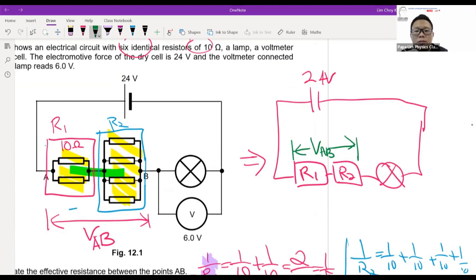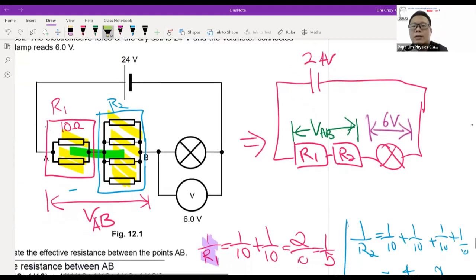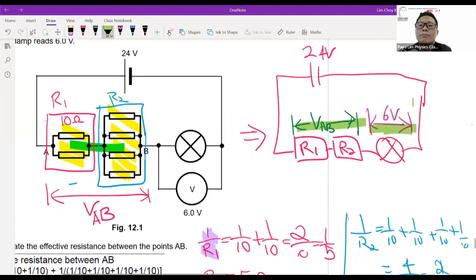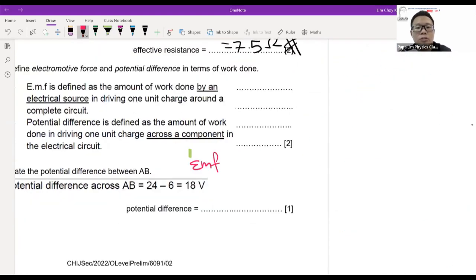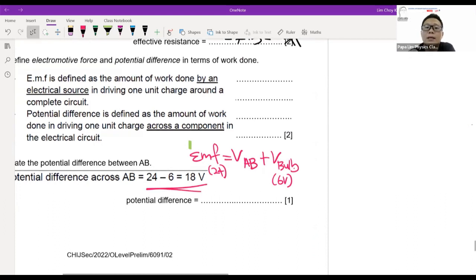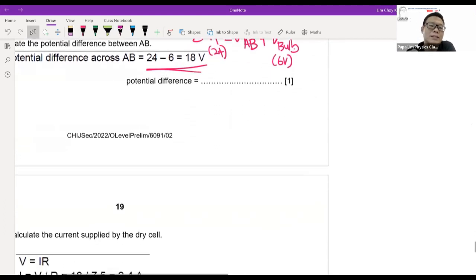Based on the question, the light bulb voltage is given. The light bulb voltage is 6 volts. In series, the property is that the sum of the two voltages should add up to the EMF, which means EMF should equal VAB plus V of the bulb itself, which is 6 volts. EMF is 24 volts. If you do your algebra, you get 24 minus 6, and your answer will be 18 volts. Quite easily done, in fact.